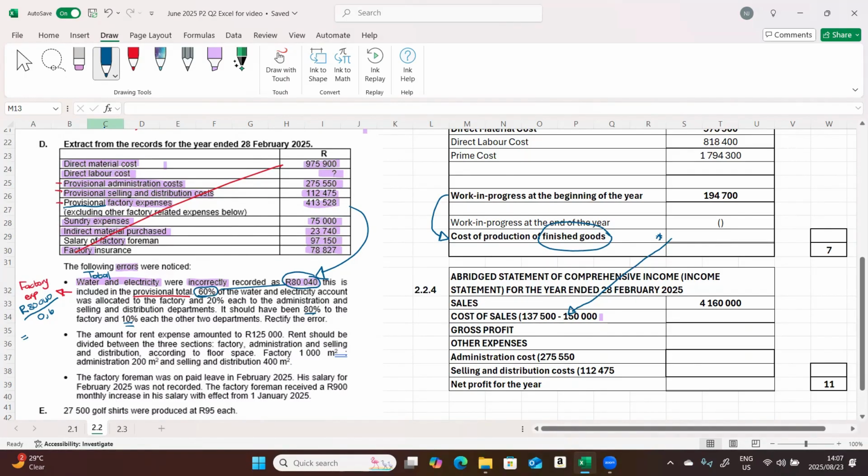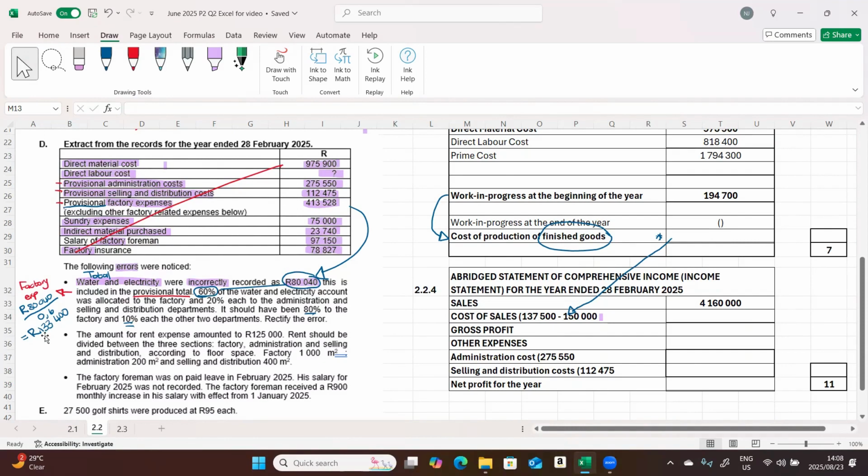So take your 80,040, divided by the 60% that it represents, and you will get that this 60% was based on your total water and electricity bill of 133,400 Rand. Please remember that, guys. The total water and electricity bill is not the 80,000 because that is 60% of the bill. To get the total bill, take the 80,040 divided by the percentage that it represents, and you will get it back to 100%.